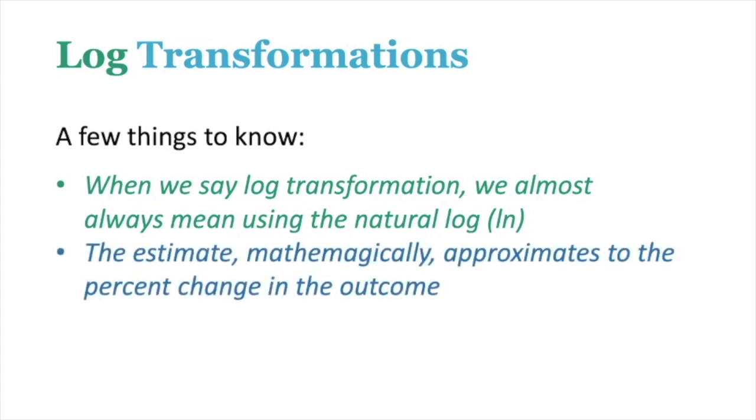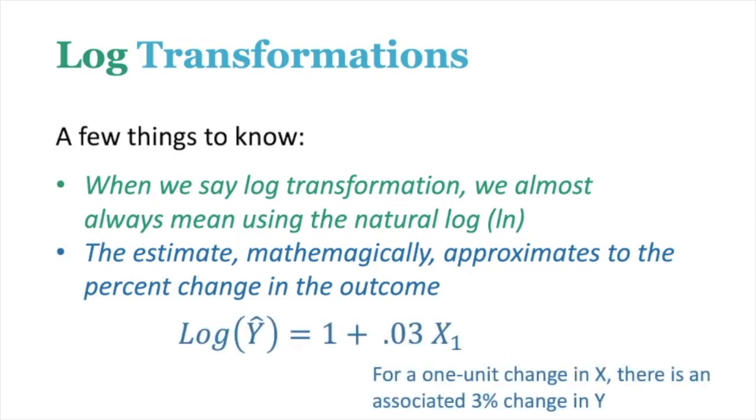The estimate also, which is really cool, mathematically approximates to the percent change in the outcome when the outcome is log transformed. So for example, if we did this where y is the log transformation but x is just linear, which if you remember is log-lin, that 0.03 means for a 1 unit change in x, there is an associated 3% change in y. I think this is really cool. So it's really interpretable even when you use a log.